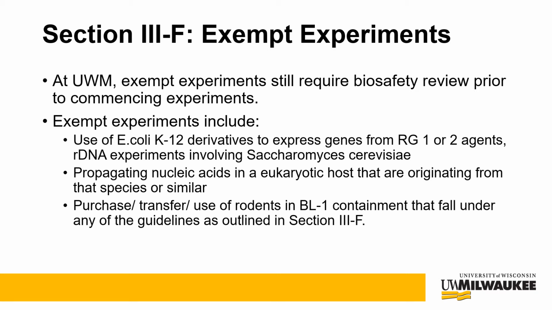Exempt experiments include the use of E. coli K12 derivatives to express genes from risk group 1 or 2 agents, recombinant DNA experiments involving Saccharomyces cerevisiae, propagating nucleic acids in a eukaryotic host that are originating from that species or similar, purchase, transfer, or use of rodents in BL1 containment that fall under any of the guidelines as outlined in Section 3F. For more information, visit the NIH guidelines site and review Section 3F for exempt experiments.